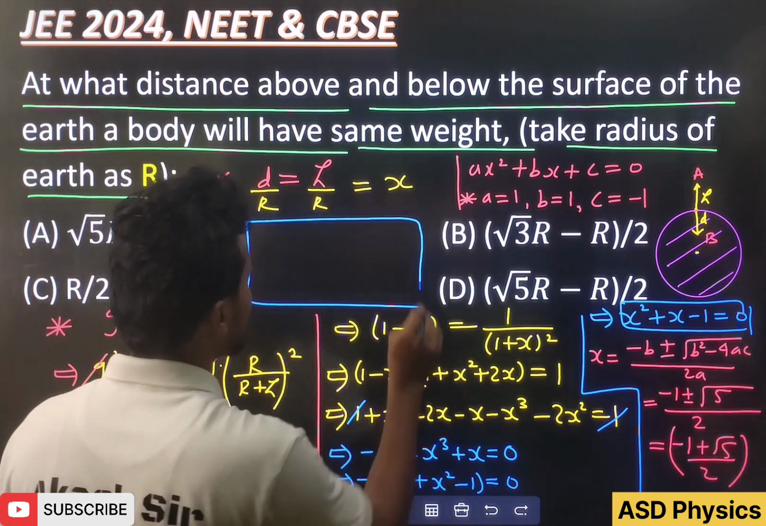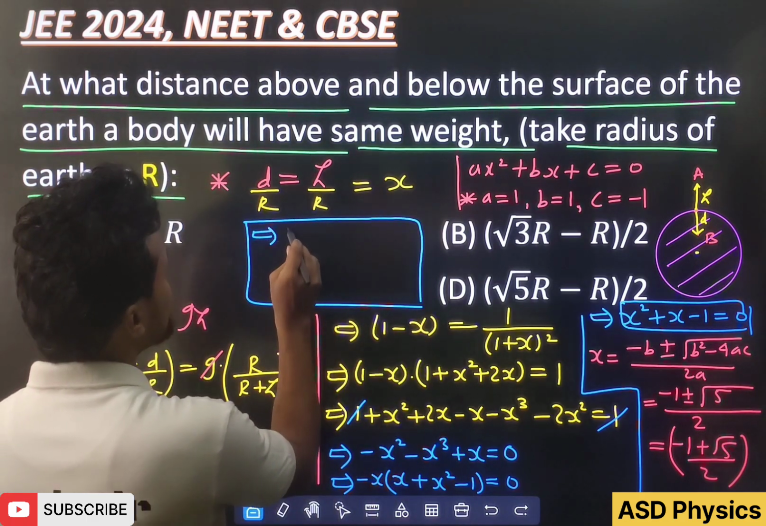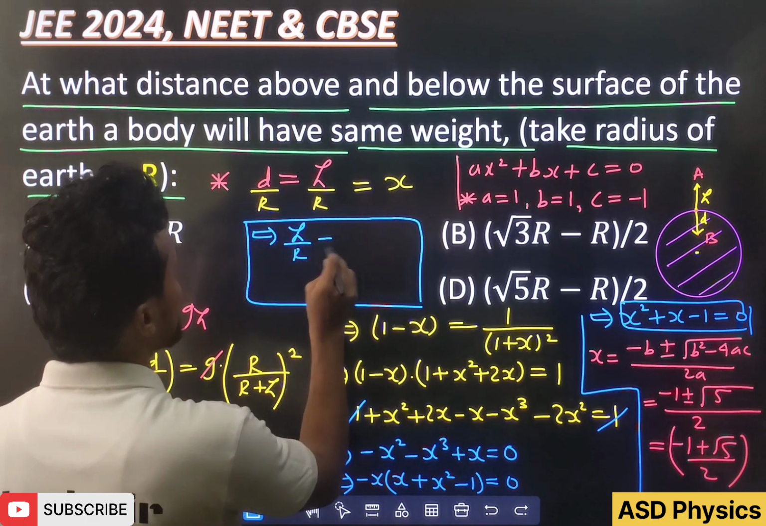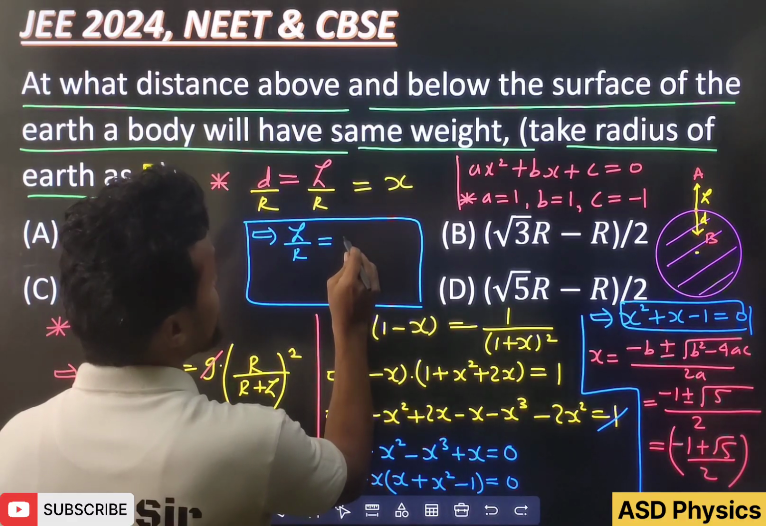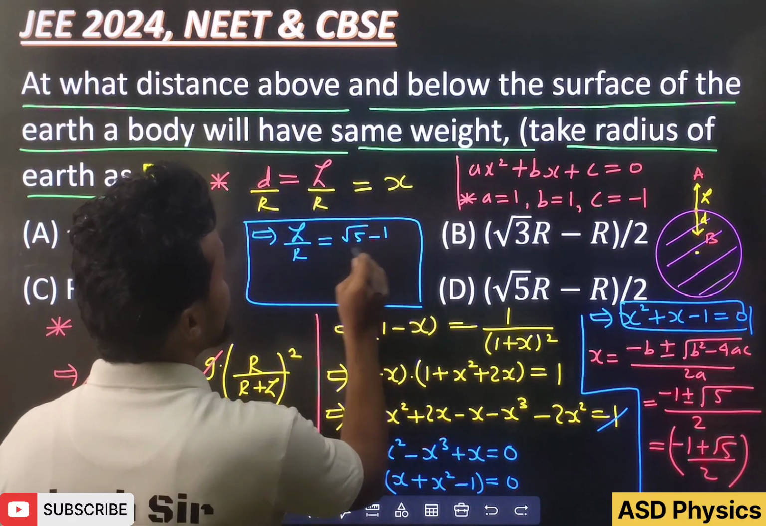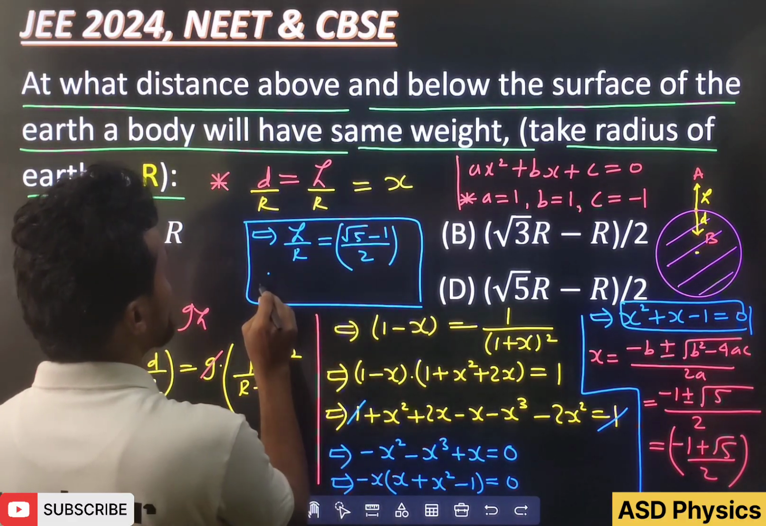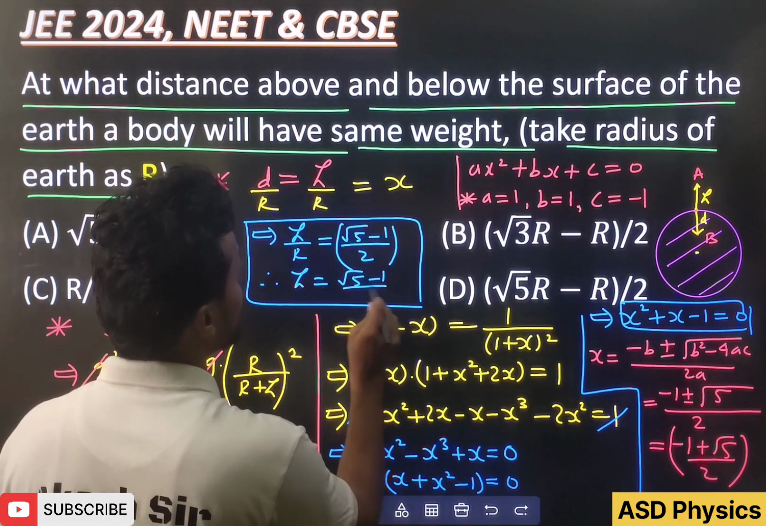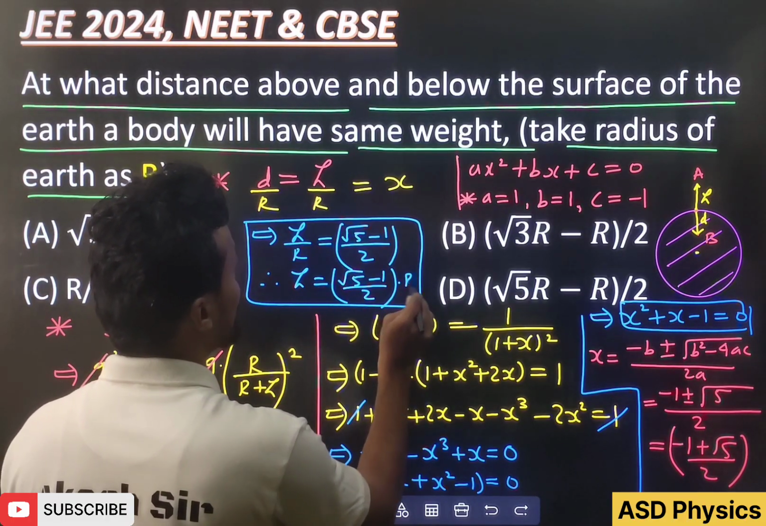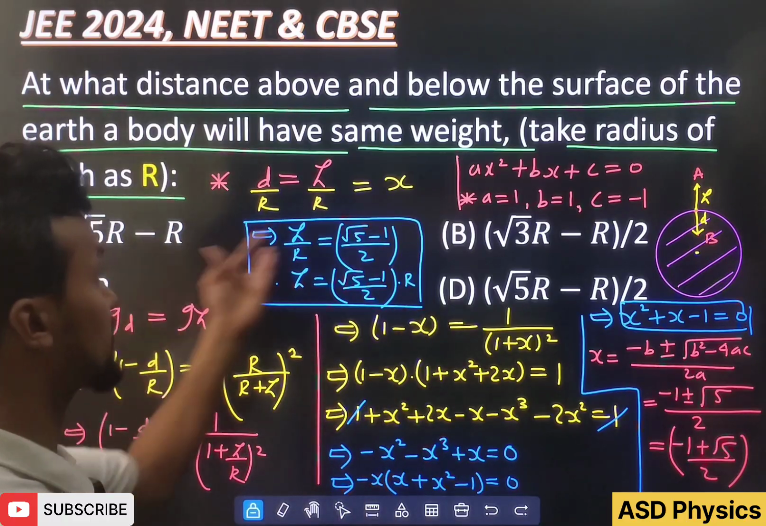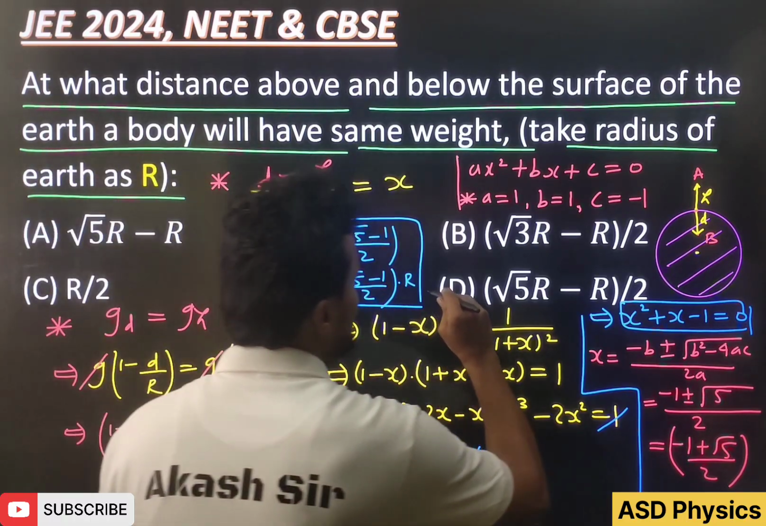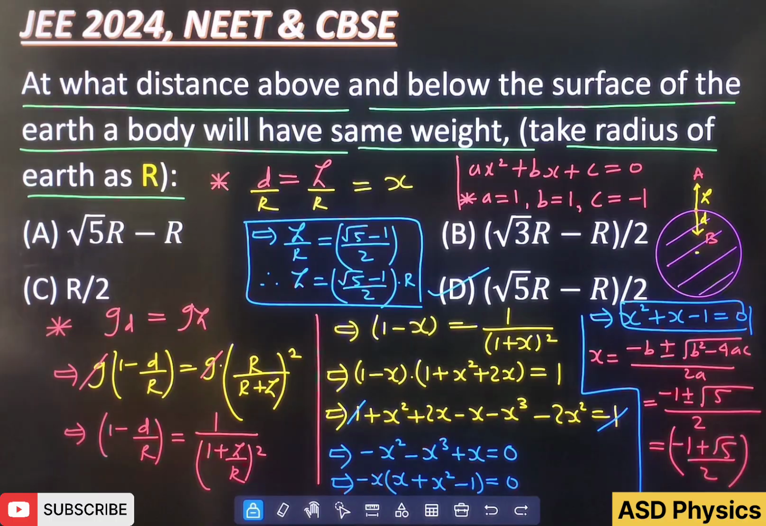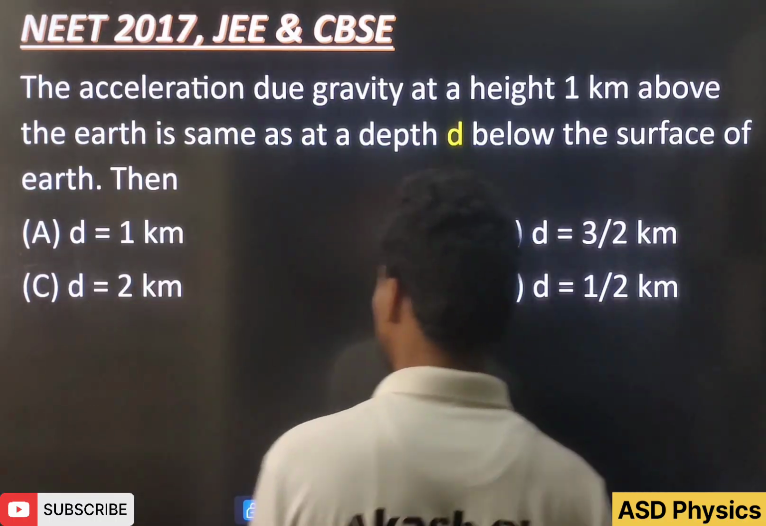So at the end, I can write here, see, this H by R is equal to, what is coming here? We can write root 5 minus 1 by 2. So from here, what is the value of H? R will be multiplied, so root 5 minus 1 by 2 into R. That means which option is correct here? Kindly see here, the correct option is option D. Is it? Okay, great. Now let's move to the next question.